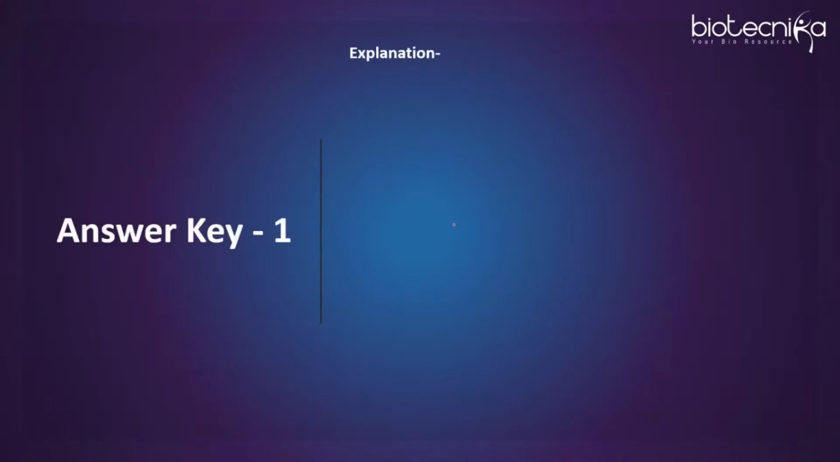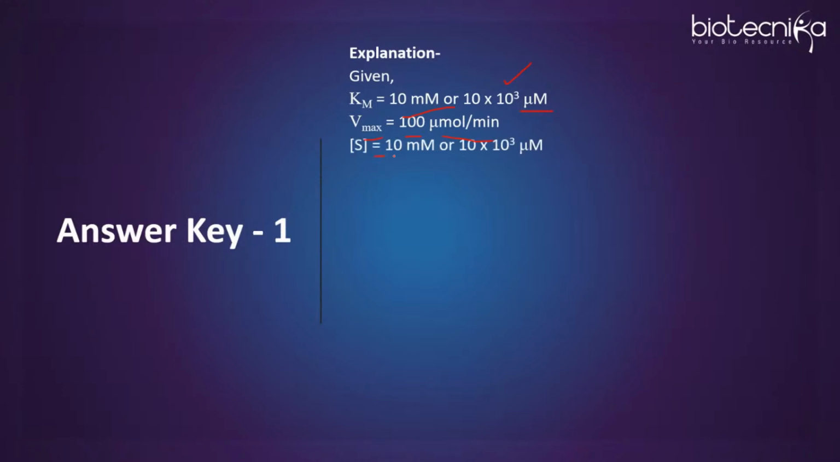So this is your explanation. Yes, option 1 will be the right answer. Given Km is 10 millimolar, so converting into micromolar, it will be 10 into 10 to the power 3. Vmax will be 100 micromolar per minute. It's already given. Substrate is given as 10 millimolar. Again, milli to micro, you have to multiply by 10 into 10 to the power 3. Keep the 10, okay? Don't remove the 10. Sometimes while converting the unit, we remove the actual value.